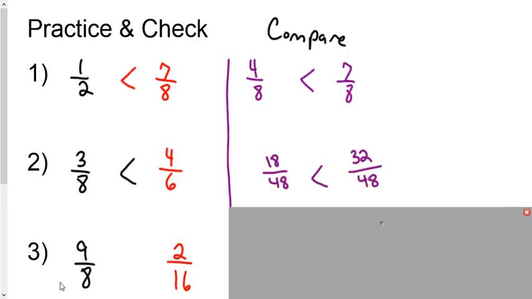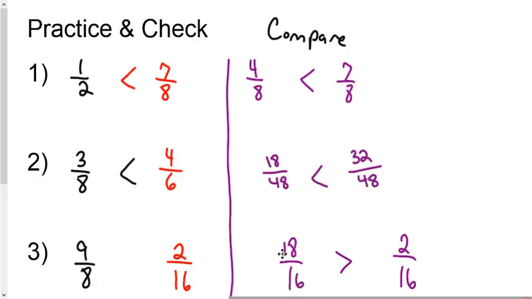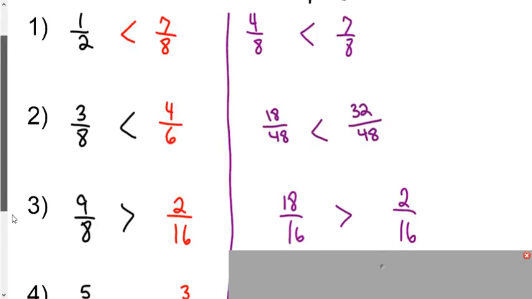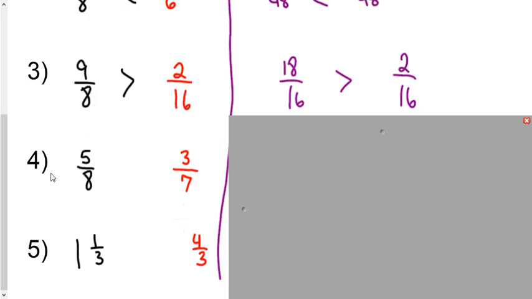Number 3 is a lot easier. I think you probably realize that too. All you had to do is multiply this 8 by 2 and the 9 by 2, and you got 18/16. Don't worry if this is an improper fraction. Now we have the same common denominator. That means the same bottom number, and 18 is obviously bigger than 2. So we know for sure that 9/8 is bigger than 2/16. Now, here's the last two problems that I want to give you. Numbers 4 and 5: 5/8 and 3/7, and 1 1/3 and 4/3. So go check those, and then we'll see how you're doing.